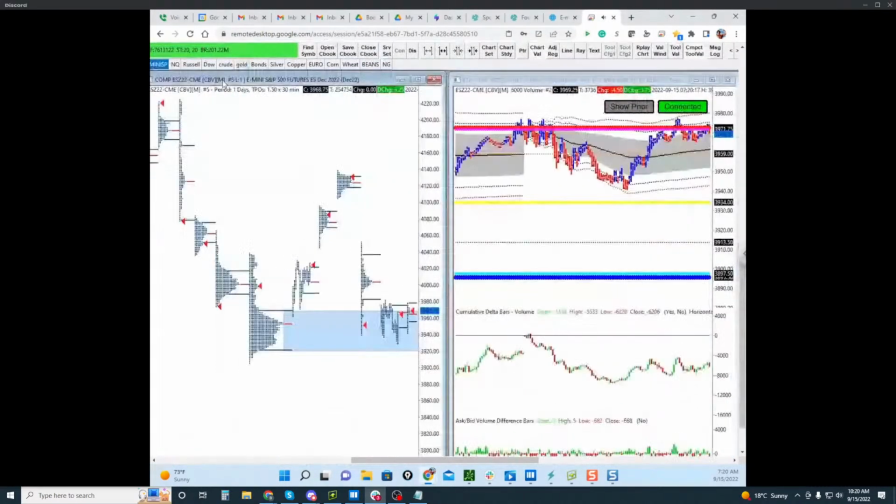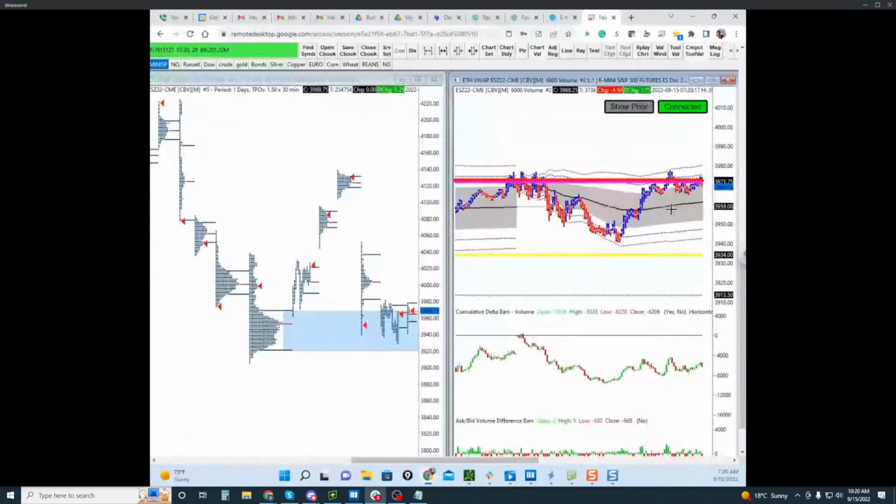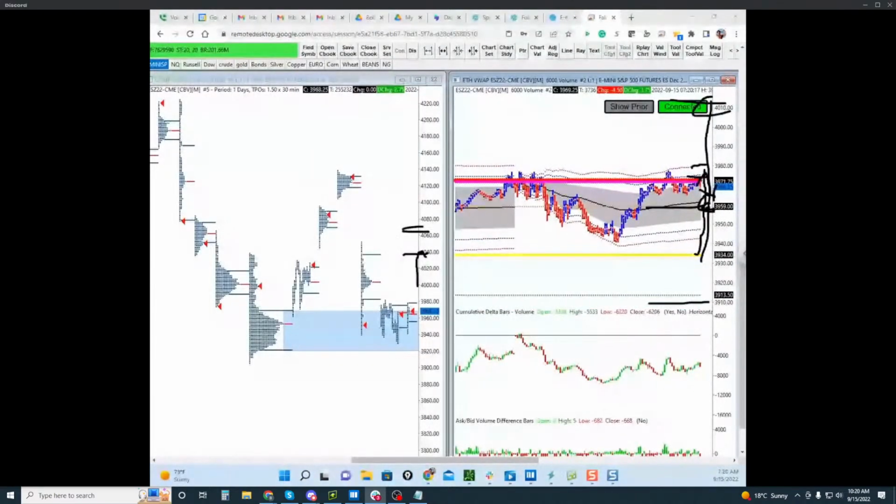Speaking of which, let's see where we're at here. So this is interesting too. There's not a setup here, but if I got a setup right now in ES, I would take this aggressively, right? Once again, you see how awesome, how powerful these Ludwig levels are, right?